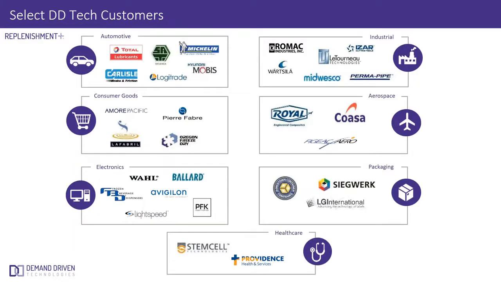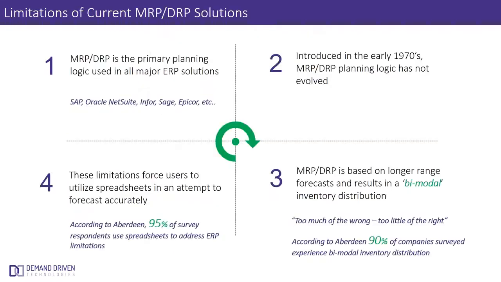This gives you a view of just some of our clients around the world. You can see we've been successful in automotive, consumer goods, industrial, aerospace, packaging, healthcare, even hospital supplies, things like that. So there are countless examples of success of the methodology in our software in those environments, as well as even in the distribution dimensions of those companies as well.